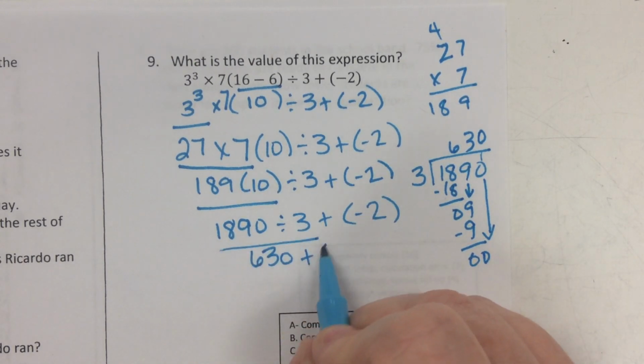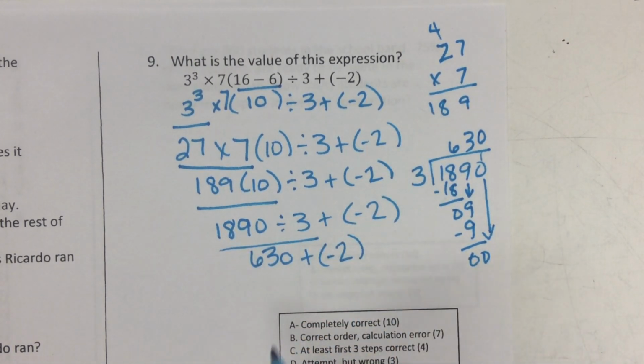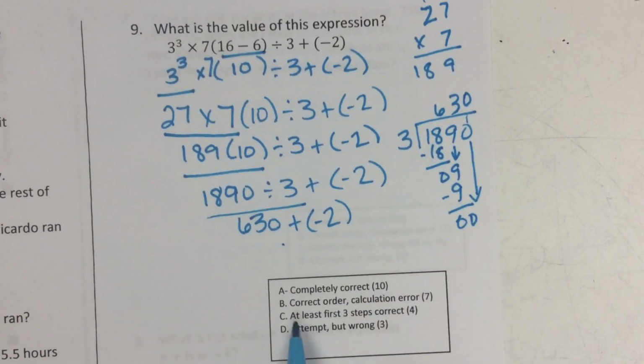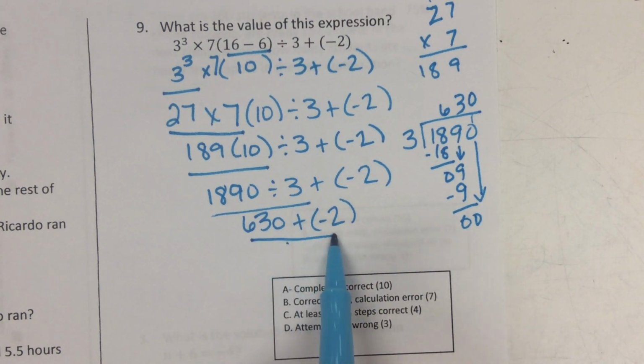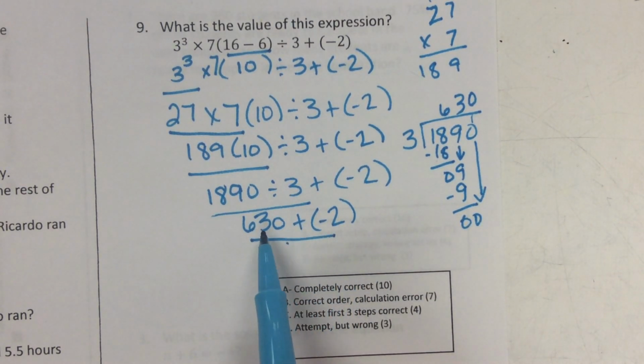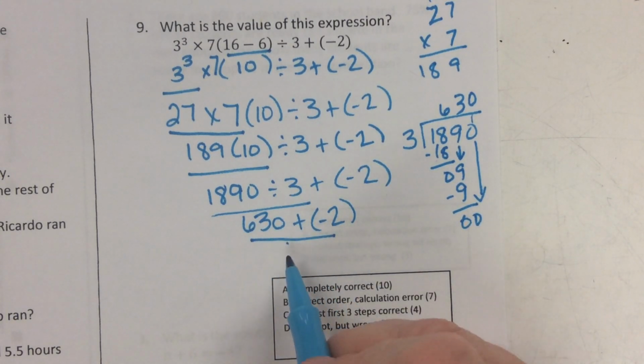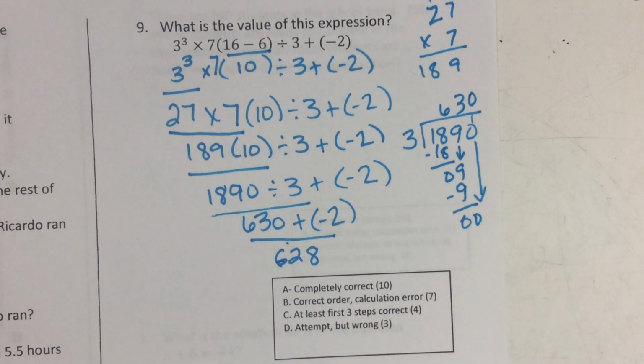plus negative 2. A lot of people got to 632, and I gave some partial credit there because that is just a calculation error, and you knew all the steps, but we have to be very careful. Adding a negative is the same thing as subtracting. This would be 630 minus 2, which is 628.